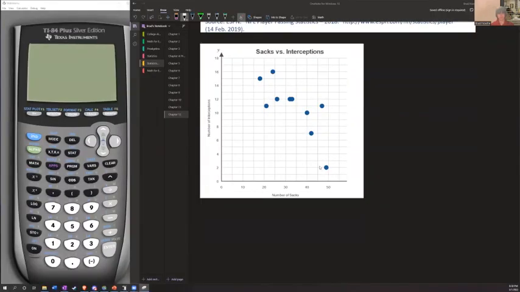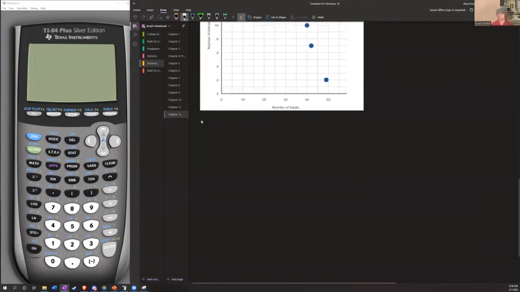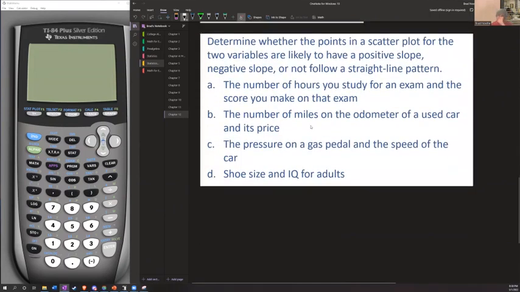We are going to attempt to explain whether or not the points are likely to have a positive slope, negative slope, or not follow a straight line. Determine whether the points in a scatter plot for the two variables are likely to have positive, negative, or not follow a straight line pattern. The number of hours you study for an exam and the score on that exam. So let's think. As you study more, is your score likely to go up or down? It's likely to go up. So this one is likely to have a positive slope.